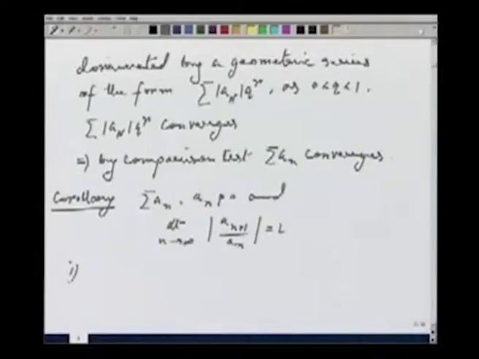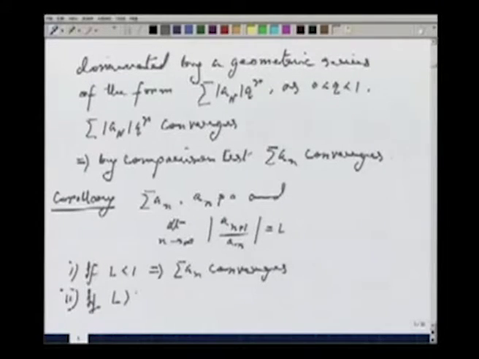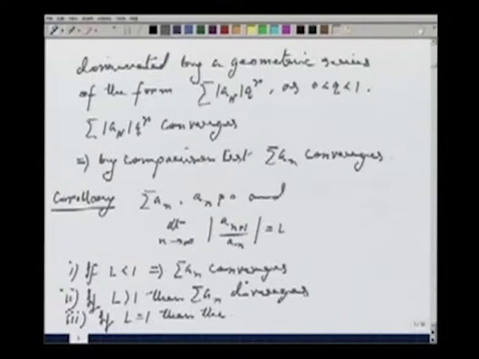Then if L is less than 1, this implies summation an converges. Number 2 is if L is bigger than 1, then summation an diverges. But what happens if L is equal to 1? If L equals 1, then the test is inconclusive. That is, the series might converge, it may diverge also. That is easy to see in the following example.